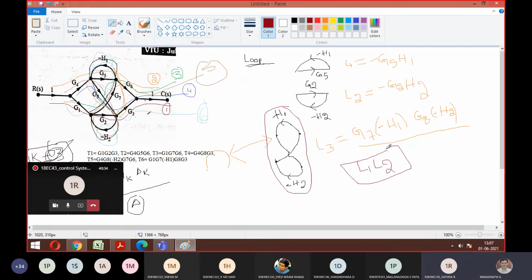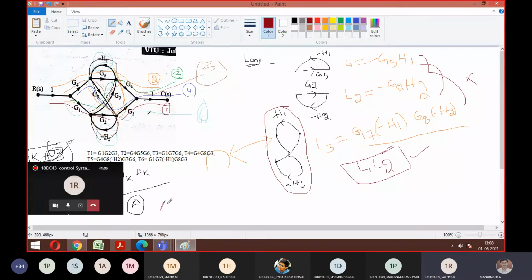So is it clear? Whenever you want to find non-touching loops, compare whatever you have. L1 and L2: if they are non-touching, keep them aside. Similarly compare L1 and L3. It is touching, so neglect it. The next combination is L2 and L3. That is also touching, so neglect it. So what is left out? L1 into L2. Now what could be the formula for our delta?